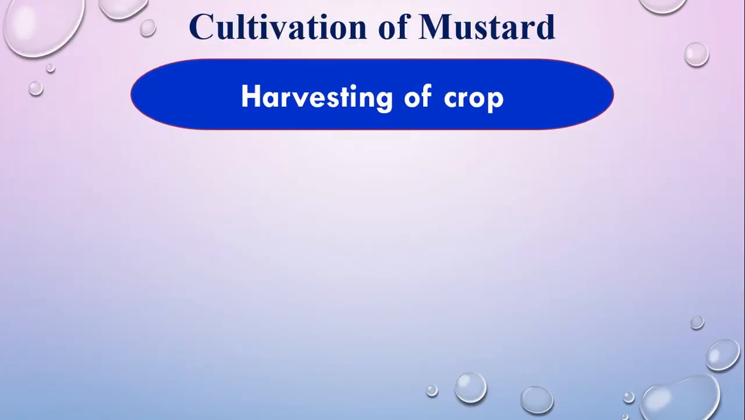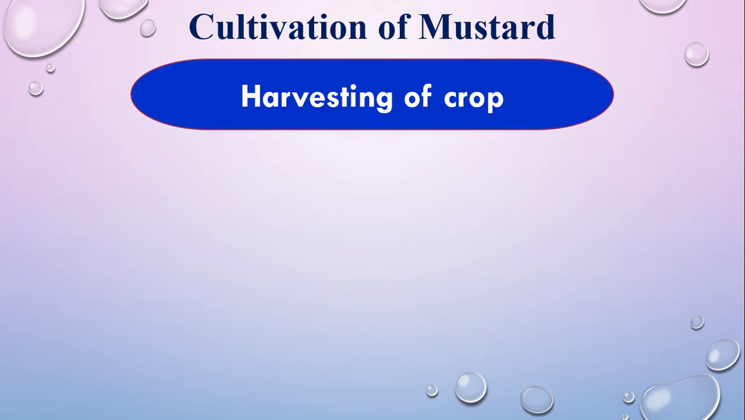Next point is harvesting of crop. Proper harvesting time of mustard is determined when 70 to 80% of pods of the mustard plant assume straw color and leaves turn yellow. So you have to memorize this one. You can find this point in your textbook, page number 1 to 6. This is important for your MCQ.